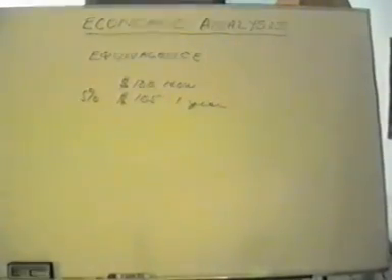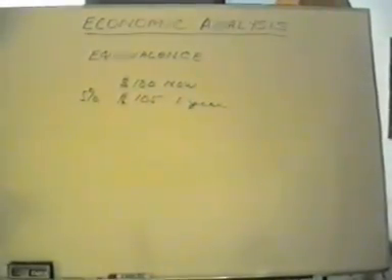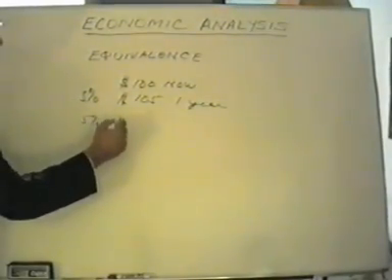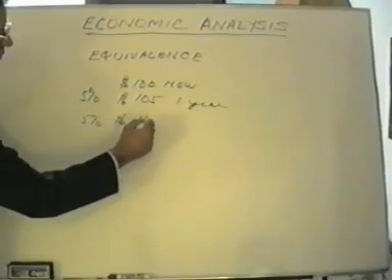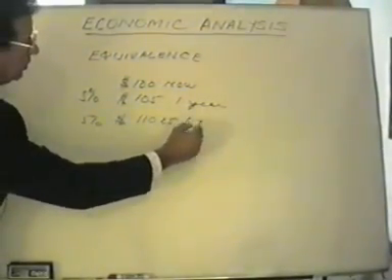Then you decide to let it go for another year. Now you get 5% on the $105. It's compounded, and because of that, at 5% at the end of the second year, you now have $110.25.